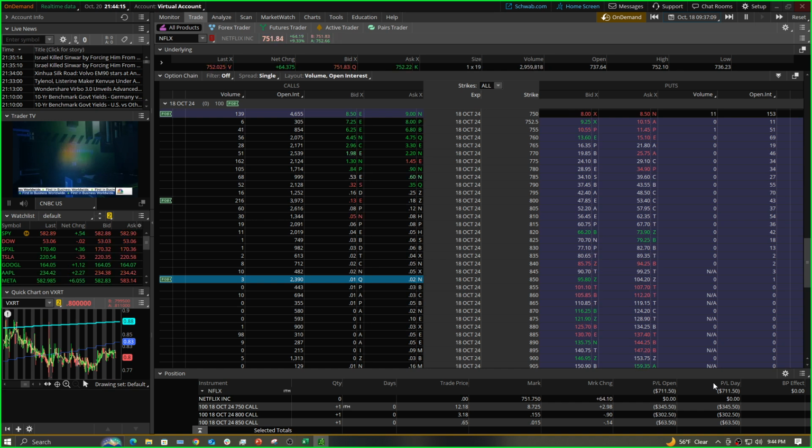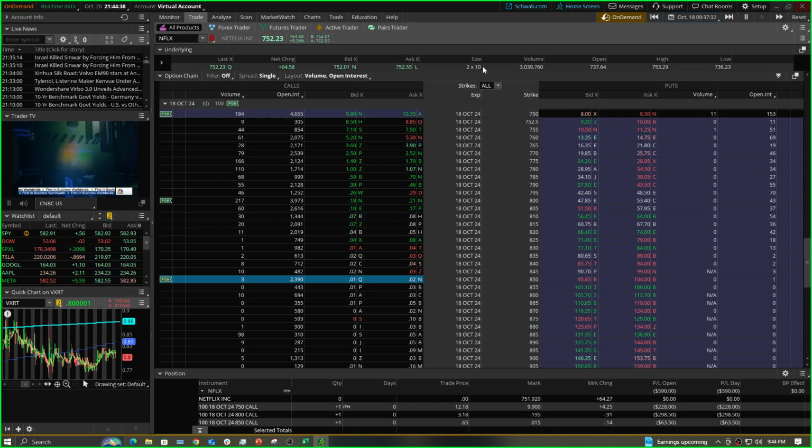All right. So this is the power of theta. The power of theta. And as you can see, we're at 753. We are literally still down $200, and we're in the money. So I'm gonna pause it right there.